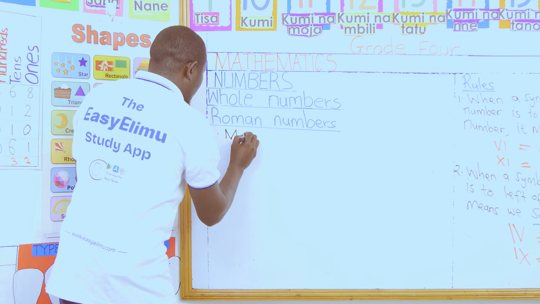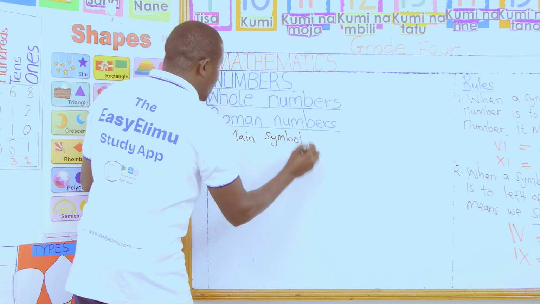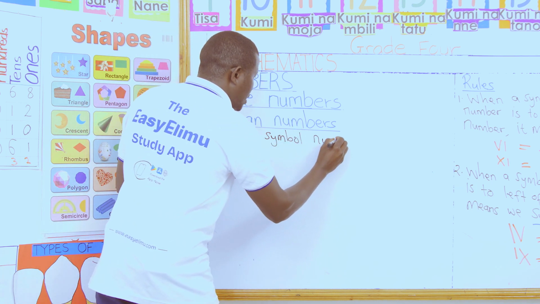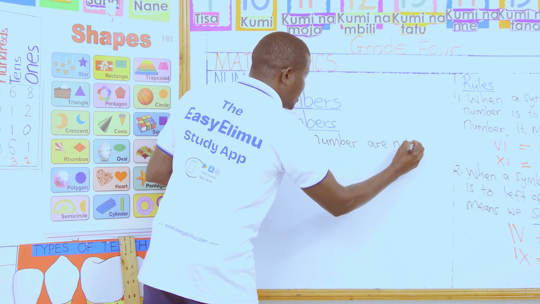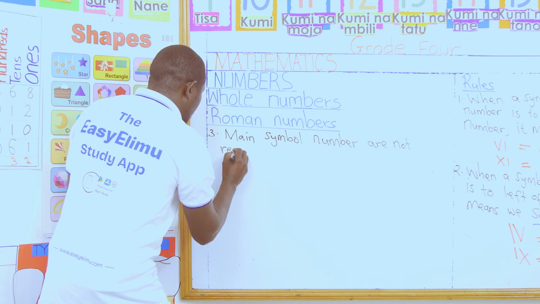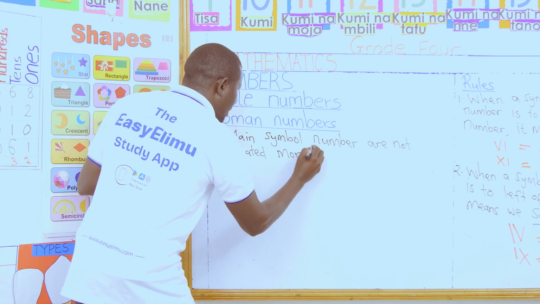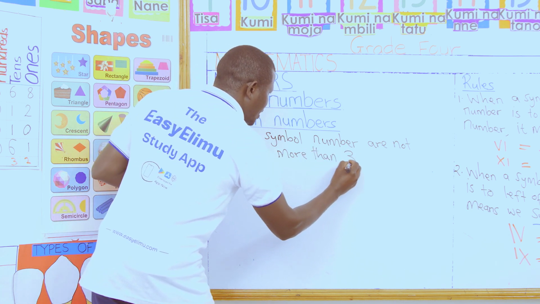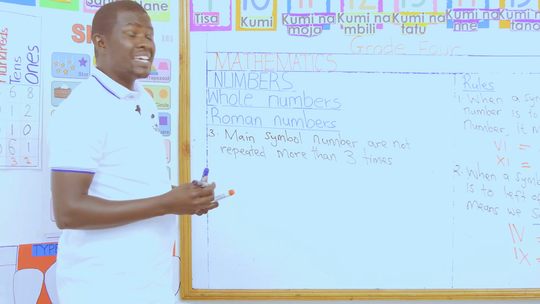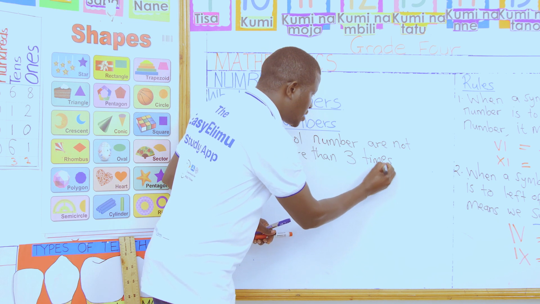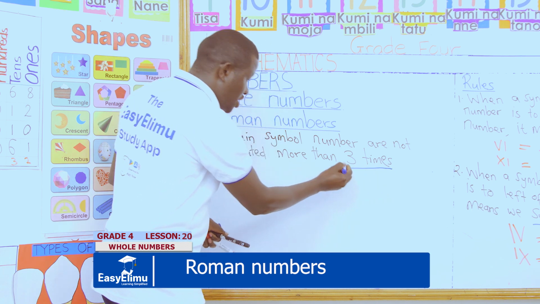Main symbol numbers, and these symbol numbers, we had only 3 main symbol numbers, are not repeated more than 3 times. So you are only allowed to repeat them 3 times. So make sure you note this. The repetition is only 3 times.